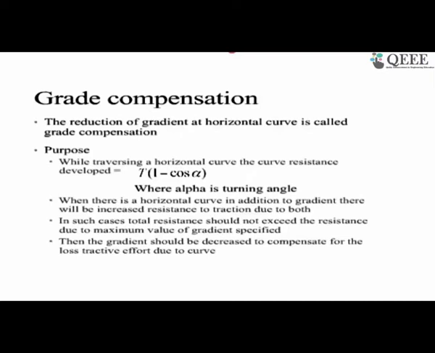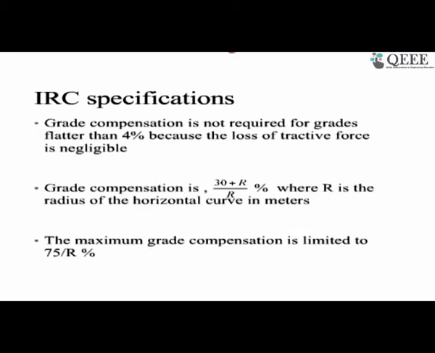So in order to compensate that, basically you compensate the gradient. How do we compensate the gradient? IRC has some specifications, and the first specification says that grade compensation is not required if the grades are flatter than 4%. And if it is more than that, how will we compensate it? It is based on (30 + R)/R percentage, where R is the radius. So you calculate this, and that is the amount of compensation you provide to the gradient if it is more than 4%. And the maximum compensation is 75/R.